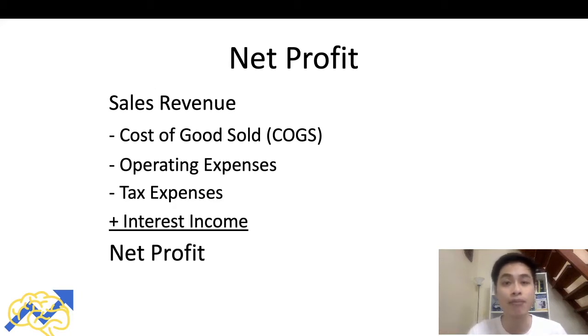This is the net profit equation and how you can calculate the net profit of the company. Note that both net profit and net income mean the same thing and both terms are interchangeable. Most income statements use the term net income. So just take note that they are interchangeable and they mean the same thing.